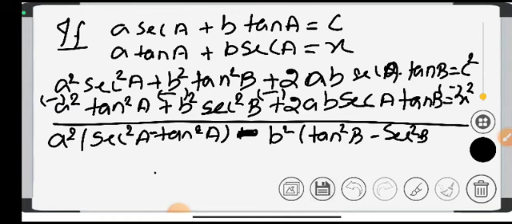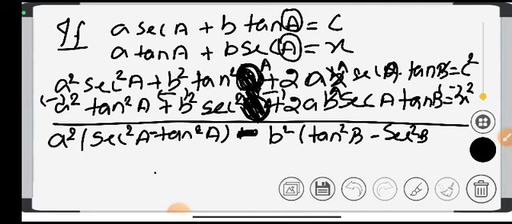sorry, why am I using b here? I'm using tan a here, no? So why am I using b here? A will be placed here, everywhere. So tan square a minus sec square a is equal to c square minus x square.